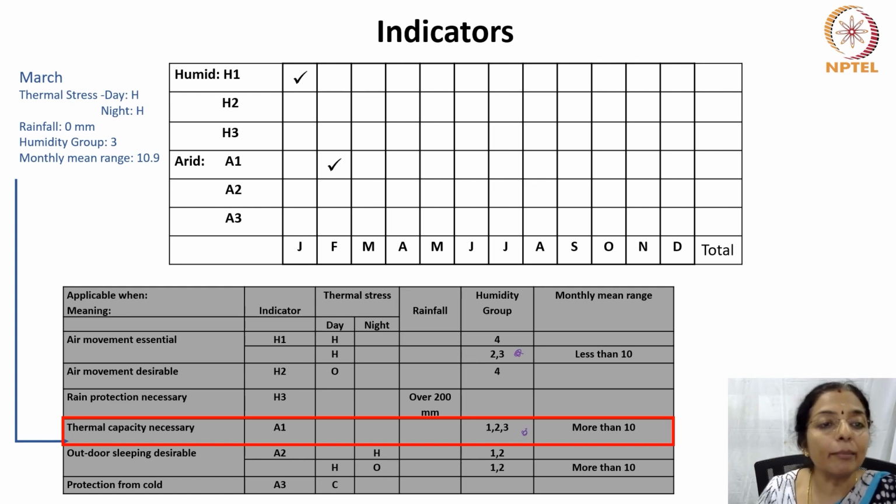But monthly mean range is 10.9. If it were less than 10, then we would have chosen this. But it is more than 10. So we will choose thermal capacity necessary for March. So we will tick thermal capacity necessary for March. Then we will move on to April.